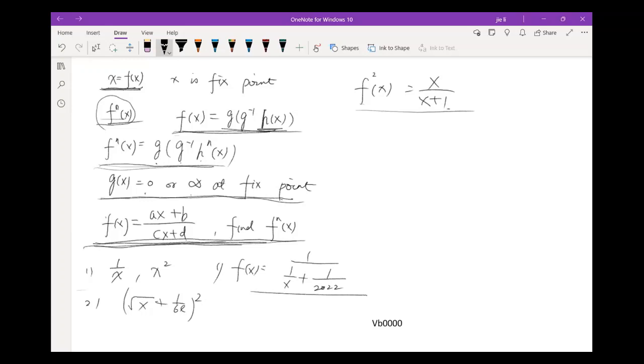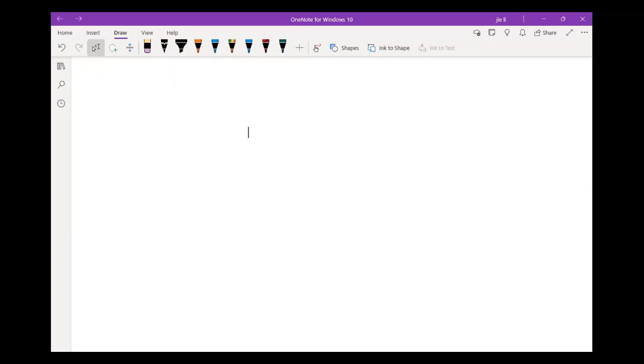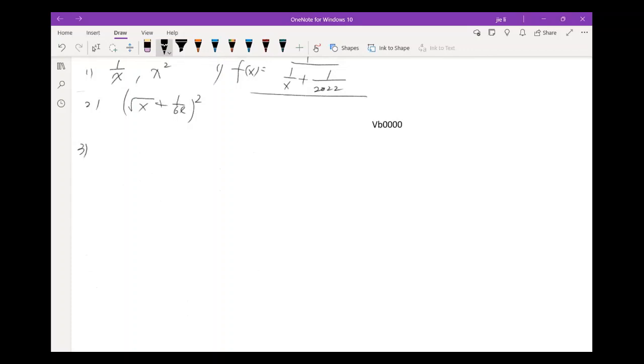And next, let's look at problem 3. Let's think about it. This needs to satisfy 3 criteria, right? f(f(n)) equals f(n) plus n. And then f(1) equals 2, and f(n+1) is greater than f(n), right?